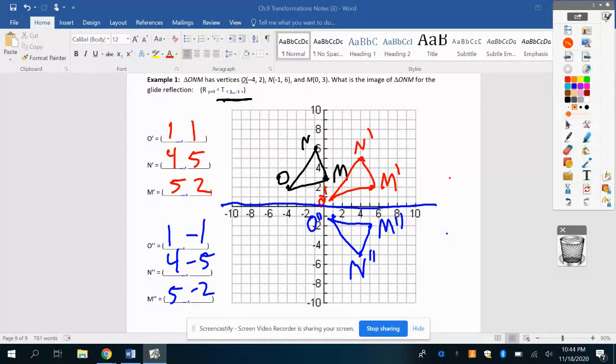So again, that's a composition of isometries. What you need to know for your quest: the big thing here is understanding that when you have this situation, you always want to translate first. Whatever comes second is what you do first.